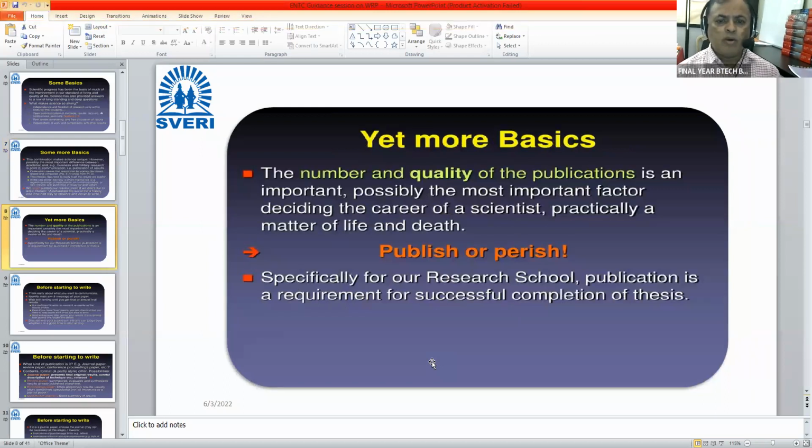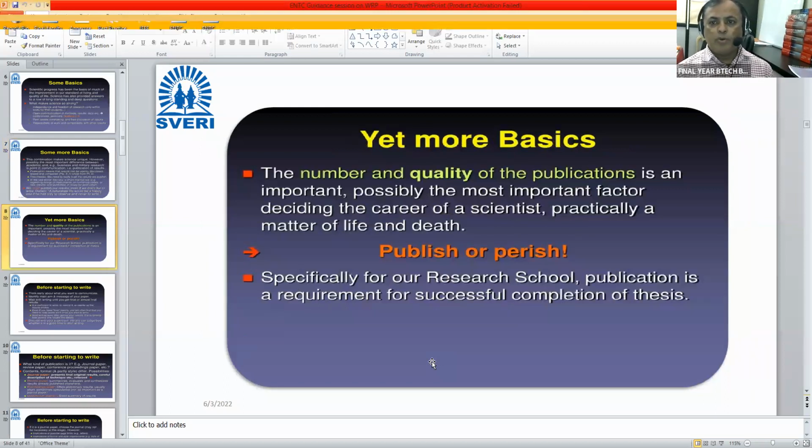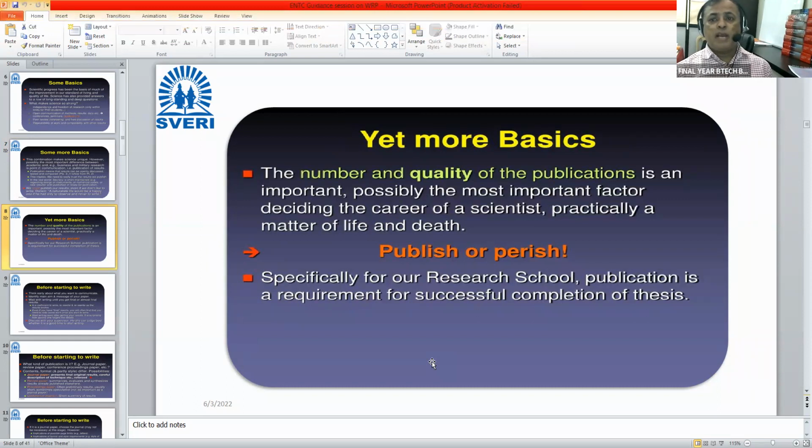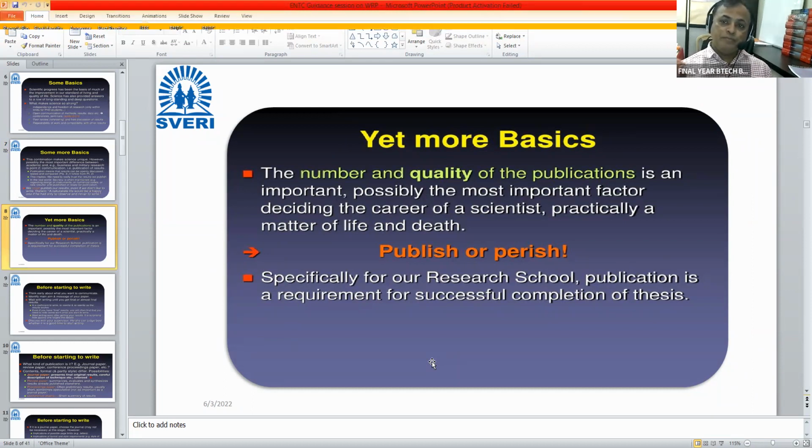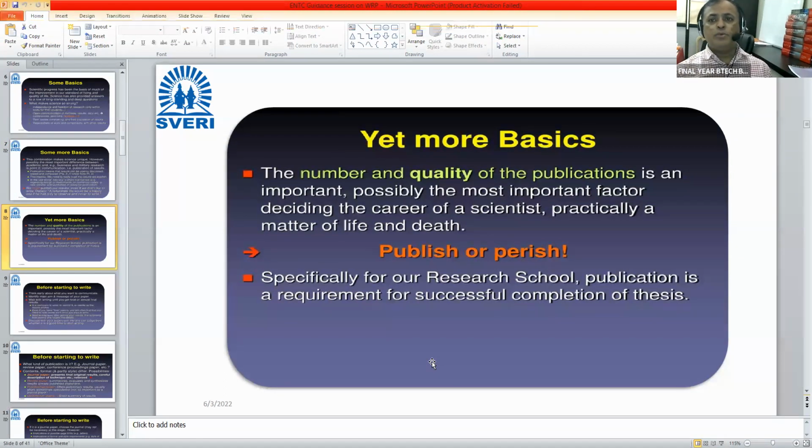The number and the quality of the publications is very, very important. You cannot publish your paper anywhere. It is very important to understand where you should publish your paper, and the quality of the publication has to be decided. The quality of the journals has to be also decided, and your work should be of that much quality to get published in journals.